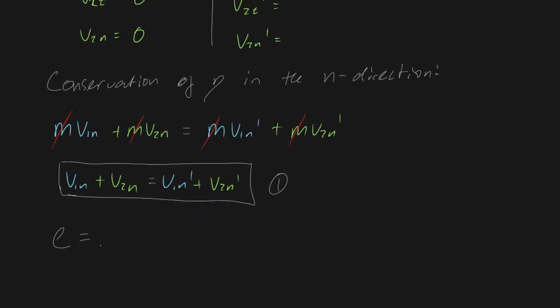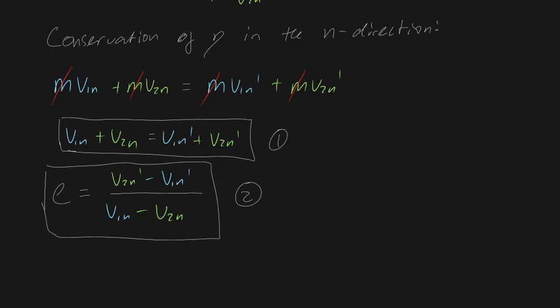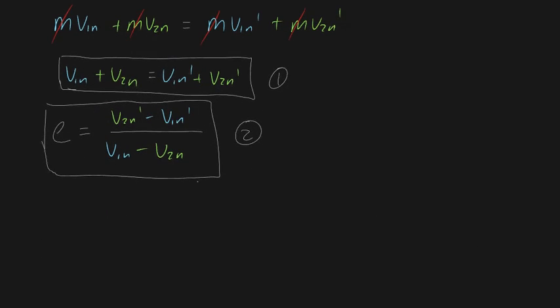Now, I've shown in a previous video that the coefficient of restitution is v2n dash minus v1n dash, all divided by v1n minus v2n. Oh, not dash, just v2n. Okay, so this is our second equation. We need to solve these simultaneously in order to find the velocities of our first ball and our second ball after the collision. If you could hazard a guess, what would be the best way to solve for this? Well, we know that v2n is just going to be equal to 0, so that's a good start. We know that the initial velocity of our second ball is 0.